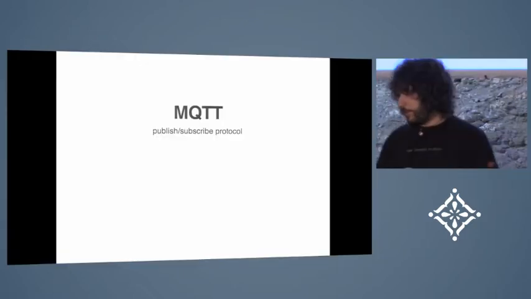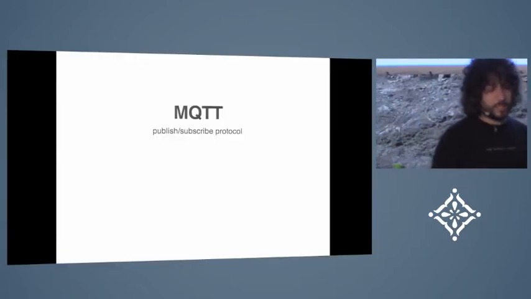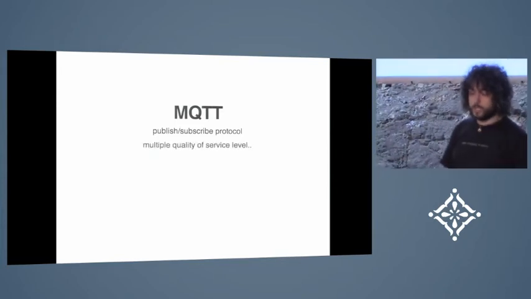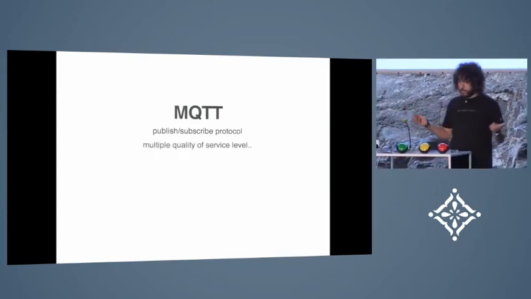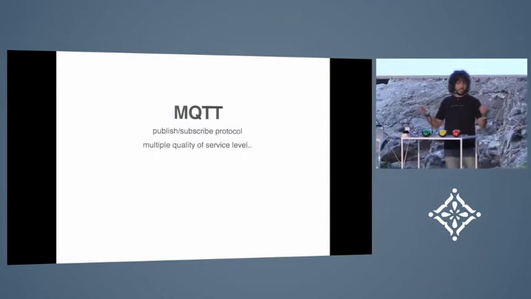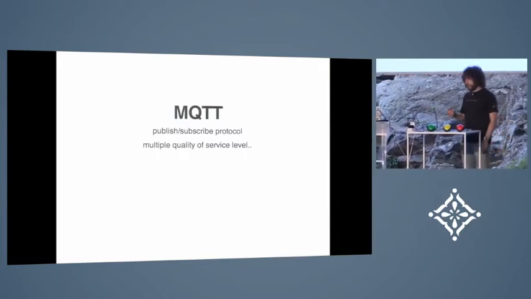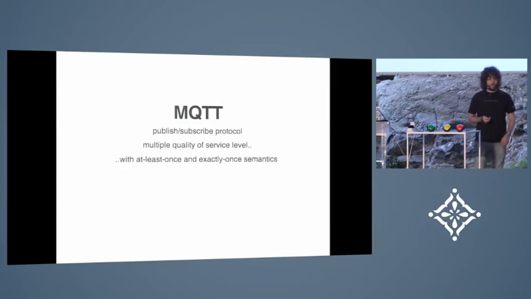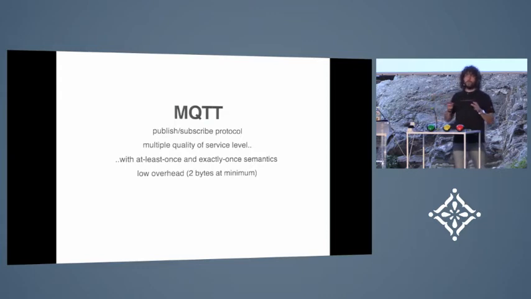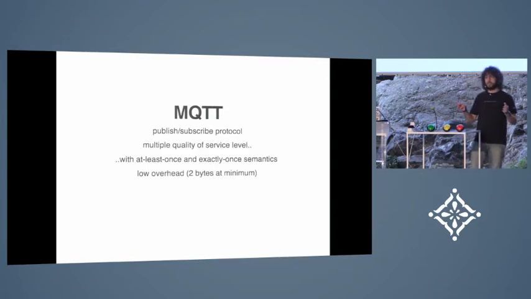I also have one more thing. What's MQTT? MQTT is a publish subscribe protocol, which means that you can connect multiple devices and send data to all of them. MQTT has multiple quality of service levels, which means that you can get at least once or exactly once semantics, depending on the requirements of your application. It has little overhead, which means it can consume at minimum like 2 bytes of overhead per payload, which is very little, and you can run it on 2G networks in a very inexpensive way.